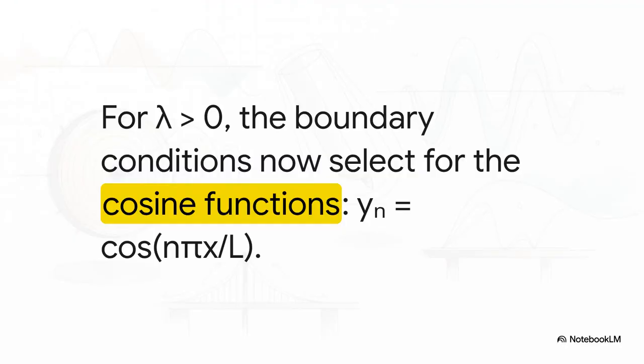Now, when we investigate positive lambda again, a similar process happens, but because our rules are now all about the derivative, the logic kind of flips. This time, when we apply the boundary conditions, it's the sine term that gets eliminated, and the cosine functions are the ones that survive. The steps feel very familiar, but the family of solutions we get is totally different.